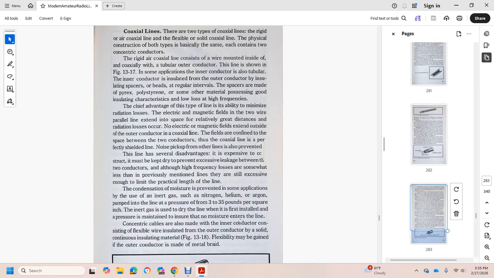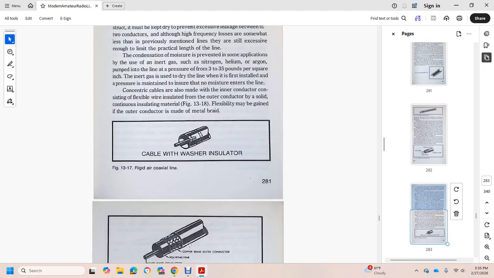Concentric cable is also made with an inner conductor consisting of a flexible wire insulated with a solid, usually insulating material. For flexibility, the outer conductor may be made of a metal braid.